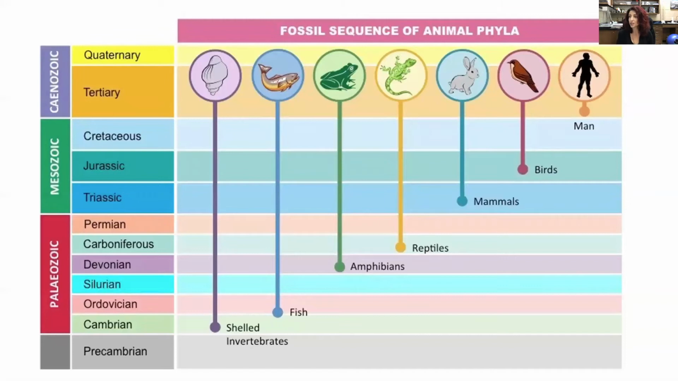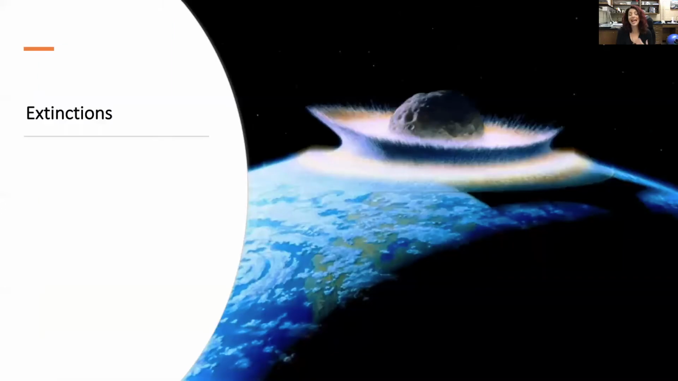So here we have the fossil sequence of different animal phyla. Phylum is one of the broadest categories of life, and we'll talk about systematics later on. But here we just have an example as you march through time. So going from older rocks here in the Precambrian all the way through today, we have the emergence of distinct groups going from shelled vertebrates as some of the oldest fossils on Earth through fish, amphibians, reptiles, mammals, birds, and then man.